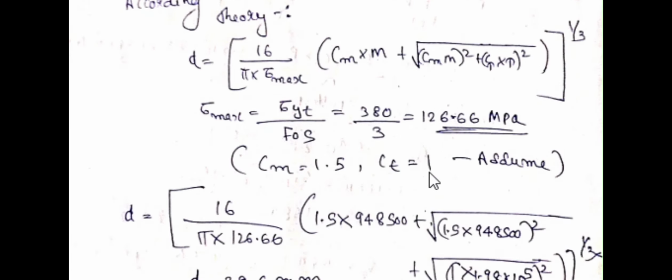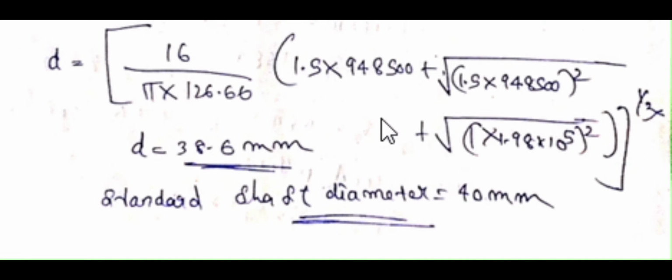The final step is just to substitute in the equation, and you get the value of 38.6 mm. But we cannot take 38.6 mm as the diameter of the shaft. You should always write the standard diameter of the shaft. There's a page in the data book where you can find the standard diameter values. Based on that, the next standard diameter value is 40 mm. So the diameter of the shaft will be 40 mm. This is the way to solve this problem.